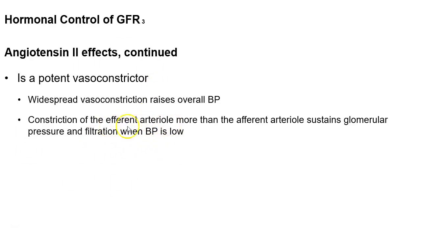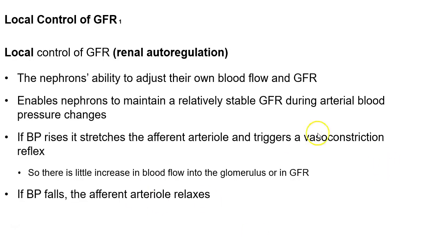If we constrict that efferent arteriole, make it even smaller, it's going to help essentially increase the pressure gradient within the nephron so that we have a higher pressure coming in, even more so than that pressure leaving the nephron or the glomerulus. We also have local control of the glomerular filtration rate through renal autoregulation.